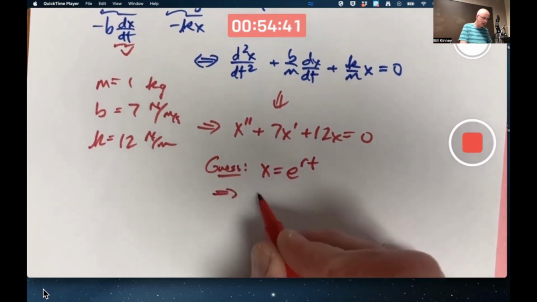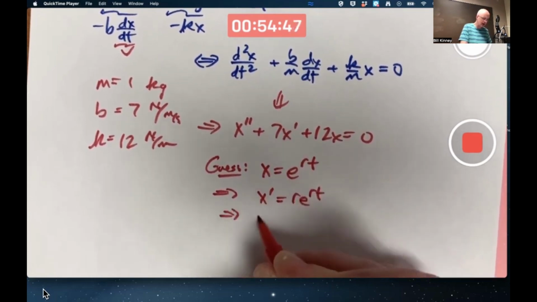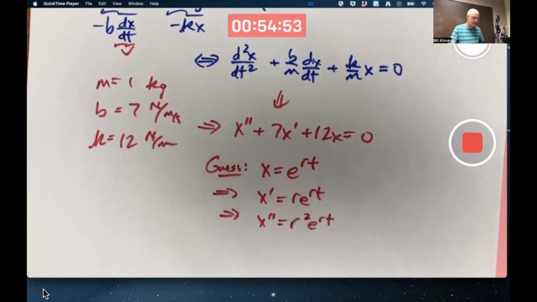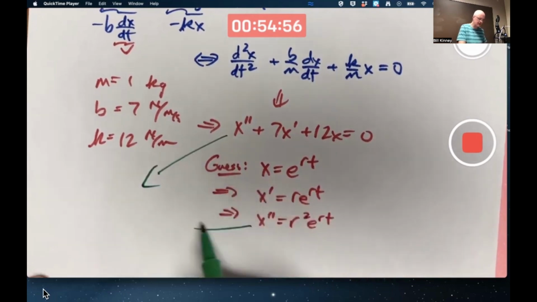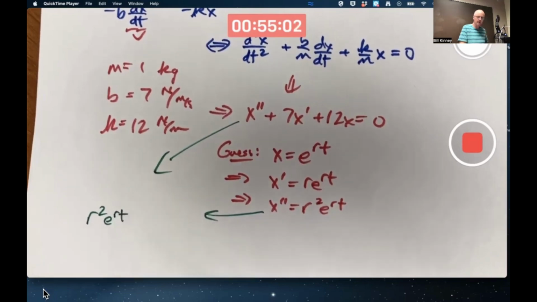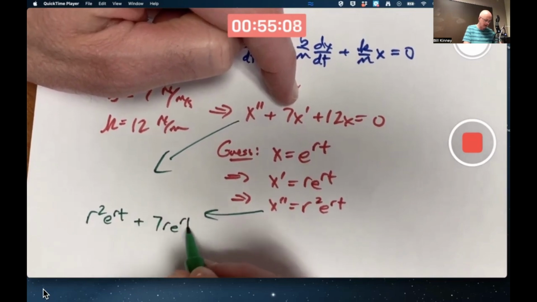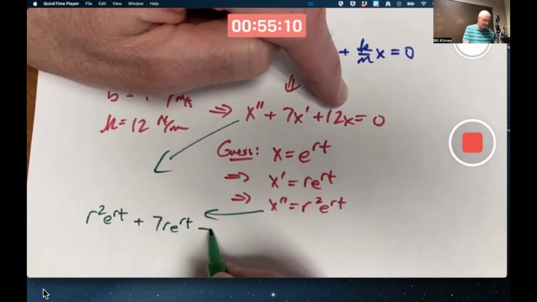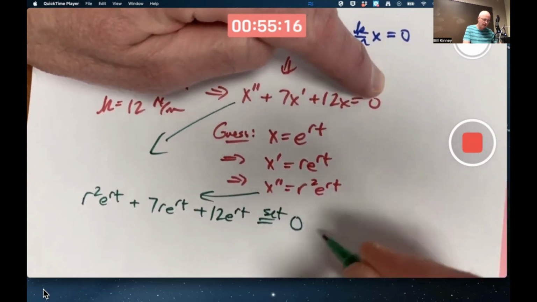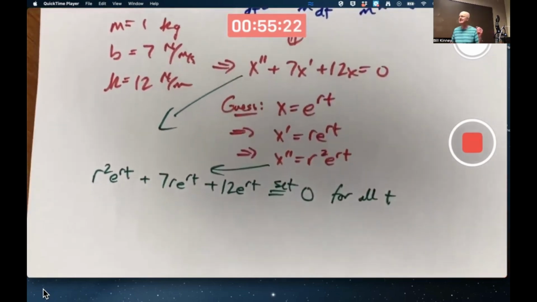If we assume this function works, we should take its derivatives with respect to t and see if we can solve for r by substitution. Now substitute all those things into the differential equation. Replace x double prime with r squared e to the rt. Replace 7 times x prime with 7r e to the rt. And replace 12x with 12 e to the rt. Set this equal to the right-hand side. You're hoping you can make this true for all t. Doesn't look like it's possible.